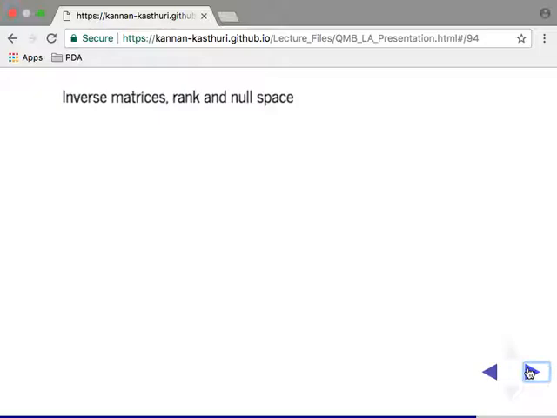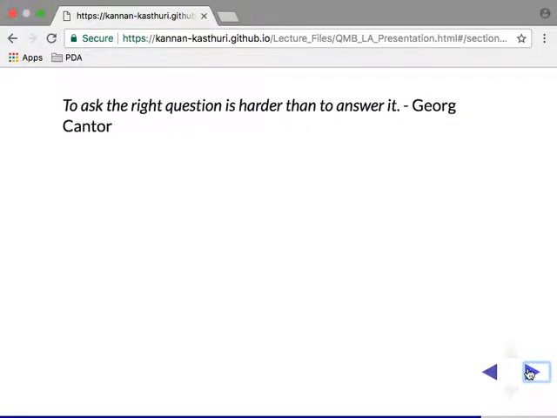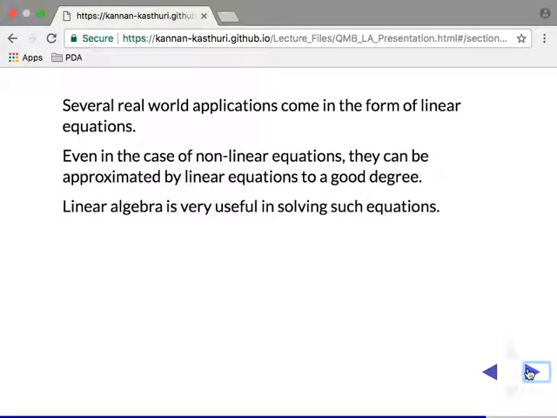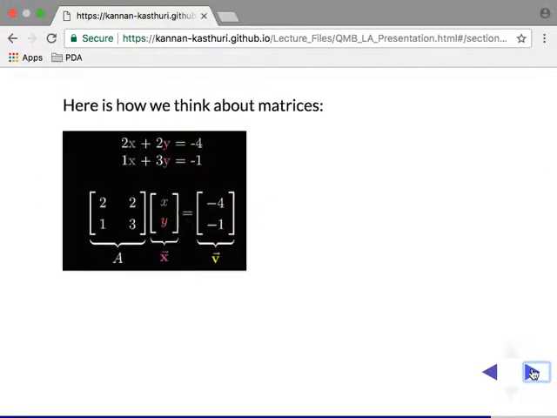Inverse matrices, rank, and null space. These are some of the concepts that you will come across when you study linear algebra. Several linear applications come in the form of solving linear equations. Almost all, when you are solving some complicated differential equations, you will try to linearize them, and almost everything could be approximated as a linear system. In the case of nonlinear equations, they can be approximated by linear equations to a good degree. So linear algebra is very useful for solving such applications.